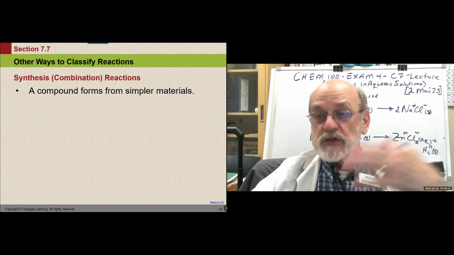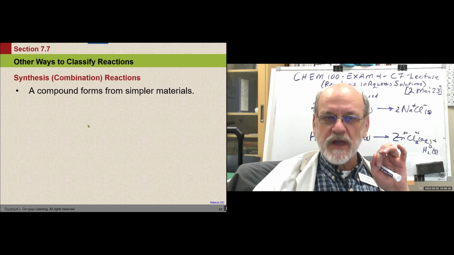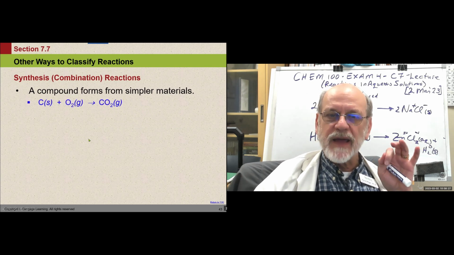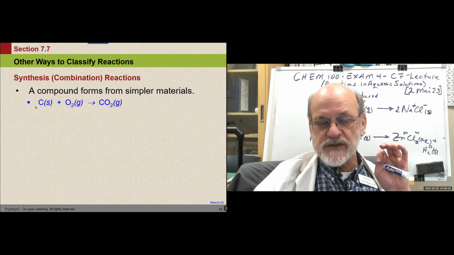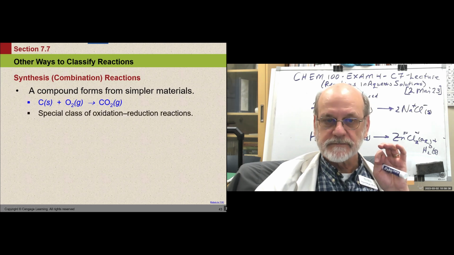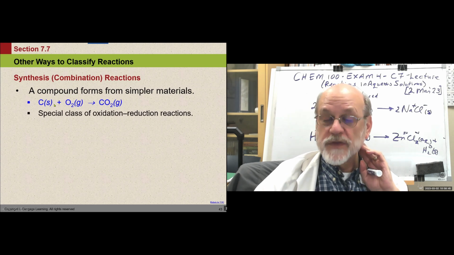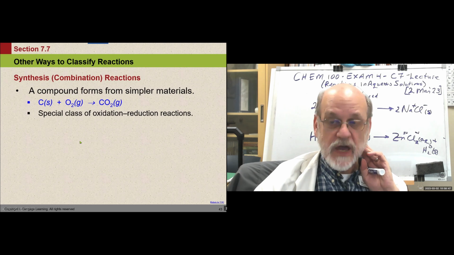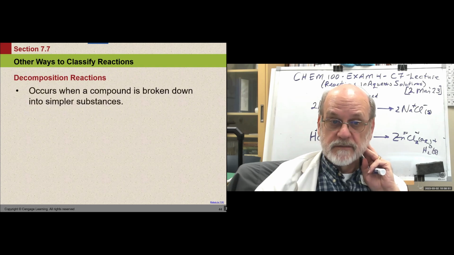Other descriptive terms for reactions. When we have a combination reaction, we're forming a compound from simpler materials, usually elements. So this is called a synthesis or a combination reaction. Both words are acceptable. And these are always oxidation reductions. When there's an element involved that becomes a compound, yes, that would be an oxidation reduction also.